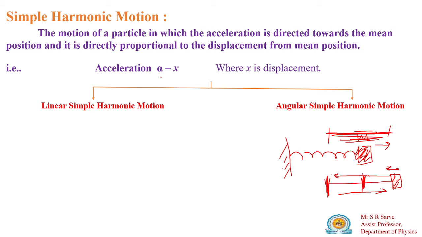Velocity is maximum at the mean position and goes on decreasing as it moves towards the extreme position. As the displacement is increasing, velocity goes on decreasing, and as it again moves towards the mean position, its velocity increases and displacement decreases. So that's why acceleration is directly proportional to the displacement. I think you should have understood this.